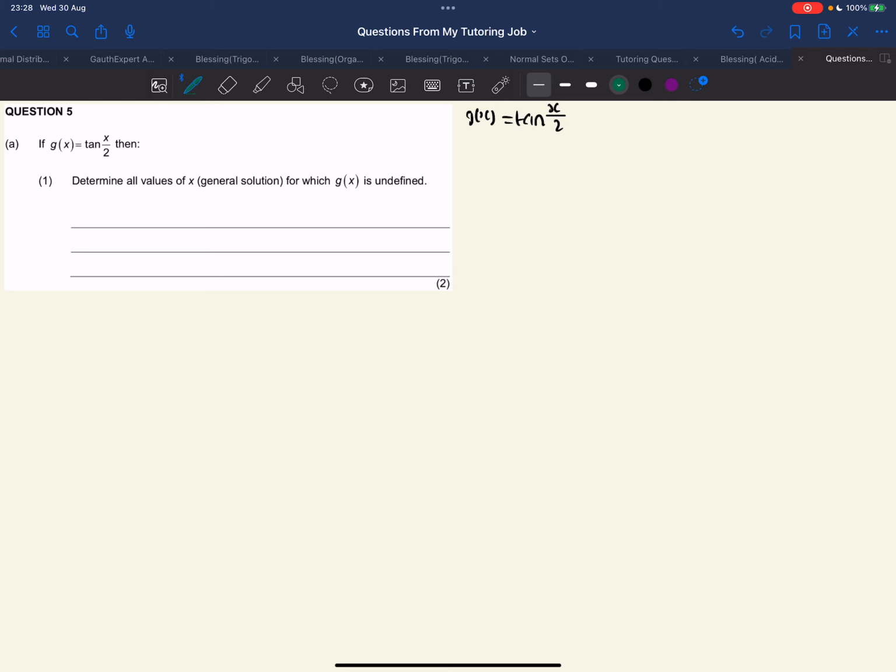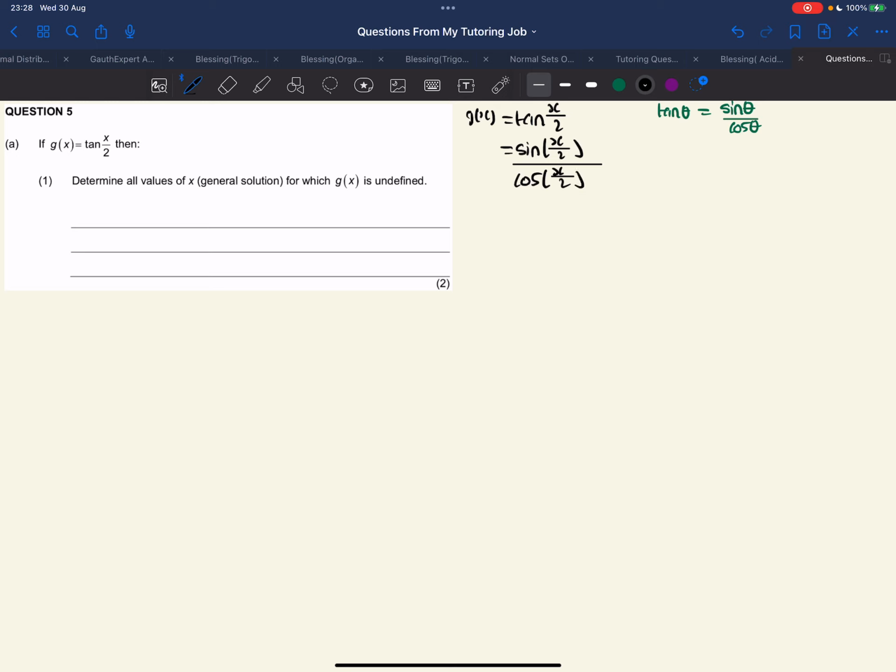Now there's an identity that I need you to look at. That identity says that tan theta is basically sine theta over cos theta. All right, so we have that identity. So if I wanted to write down the function g of x in that kind of identity, it would be sine of x over 2 over cos of x over 2, right?